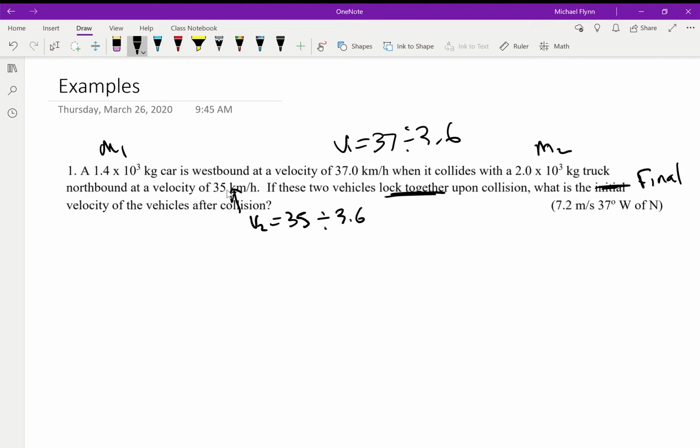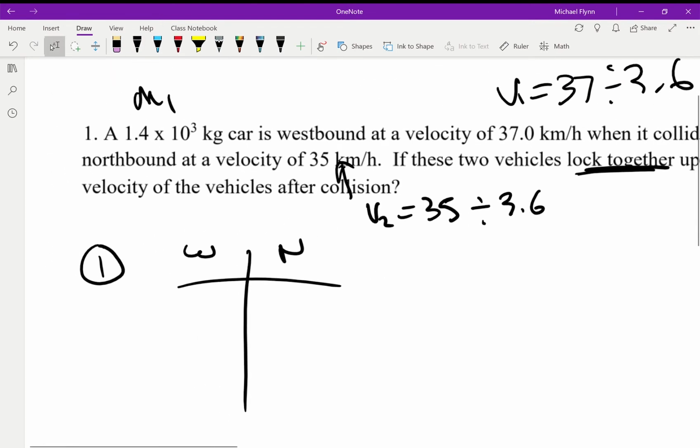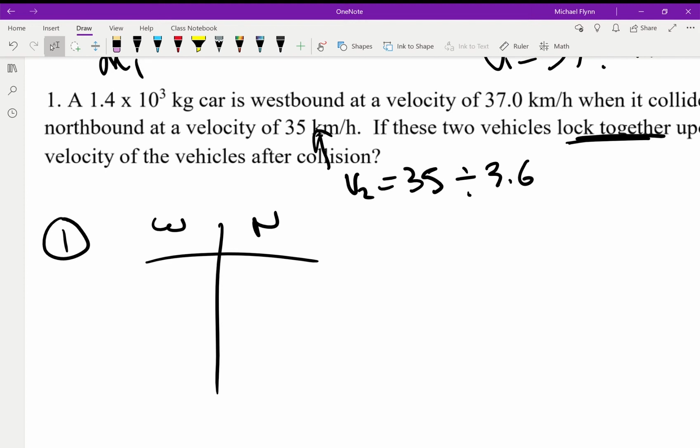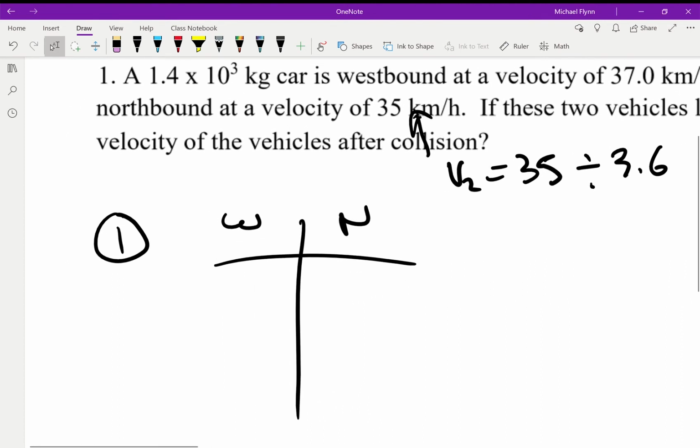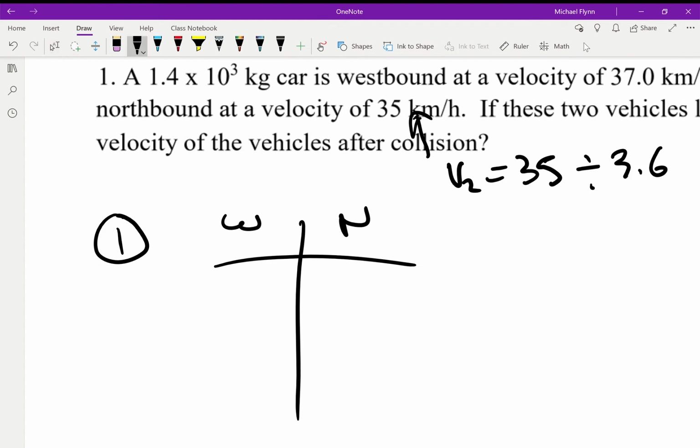Every single time with two-dimensional problems, step one is to make your table. One truck is moving west, the other one is moving north. So I'm going to make those two directions positive, west and north. 37 divided by 3.6 for the first car that's moving west is 10.3. So our first car is moving at 10.3 meters per second west, and his mass is 1,400 kilograms.